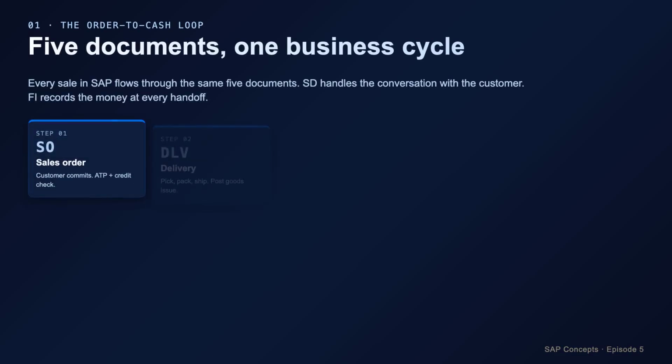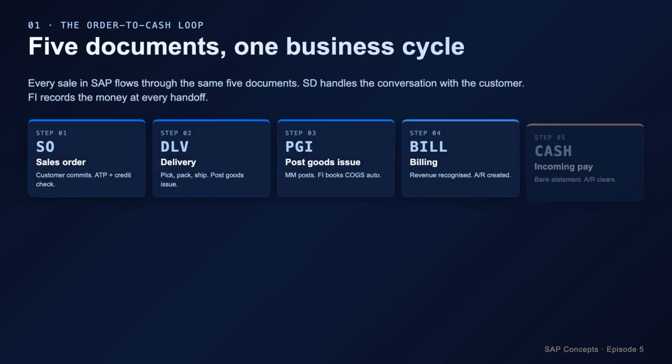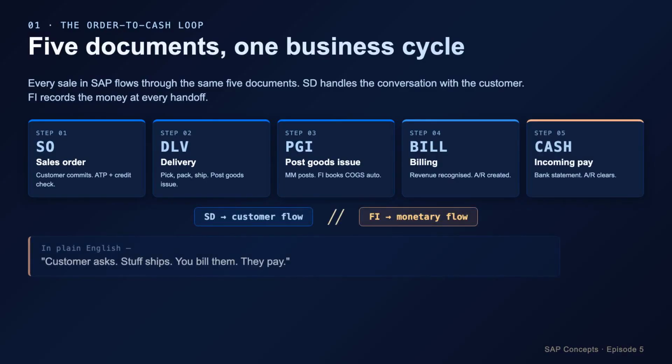The order-to-cash loop. 5 documents, 1 business cycle. Every external sale in SAP flows through them. A sales order captures what the customer wants. The delivery document picks, packs, and ships. Post-goods issue moves stock off the books. Billing creates the invoice. That's when revenue is recognized. And the incoming payment, days or weeks later, clears the receivable.